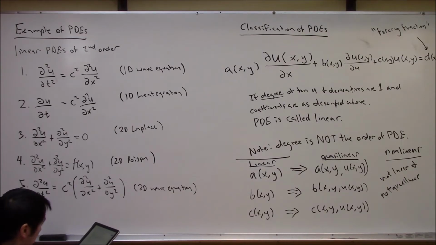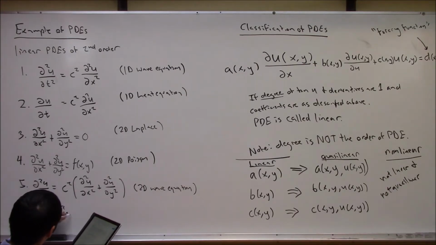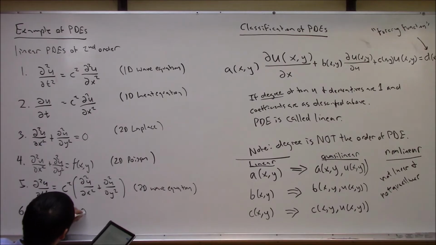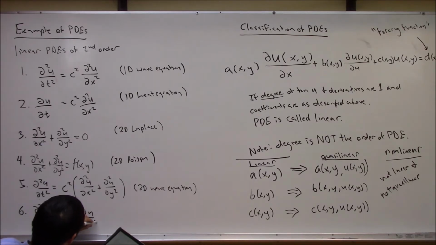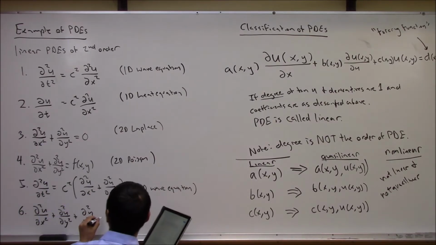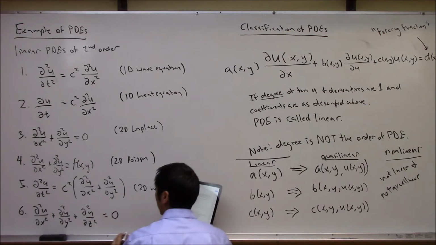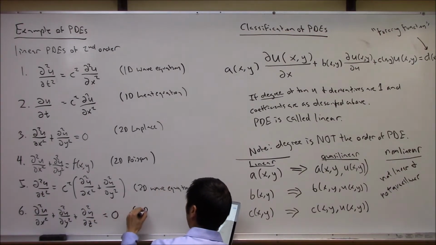And then finally, our sixth example: let's look at the 3D Laplace equation. It's partial squared u with respect to x squared plus partial squared u with respect to y squared plus partial squared u with respect to z squared. So what if you had three spatial variables, and that's equal to 0? This is the 3D Laplace.